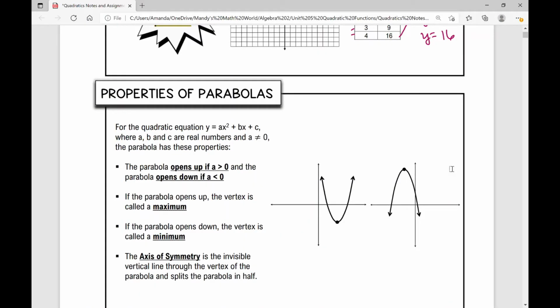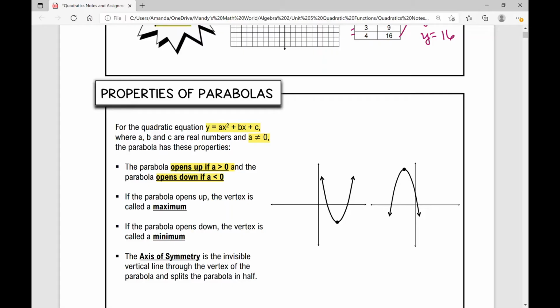So for the quadratic equation, y equals ax squared plus bx plus c, you may recall this from Algebra 1, where a, b, and c are real numbers. A cannot be 0, right? I'm going to have an x squared term in my equation. The parabola has these properties. So first, if that a value is greater than 0, meaning it's positive, your parabola is going to open up. So let's draw this, and the parabola opens down if a is less than 0.